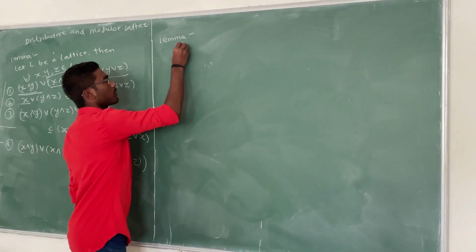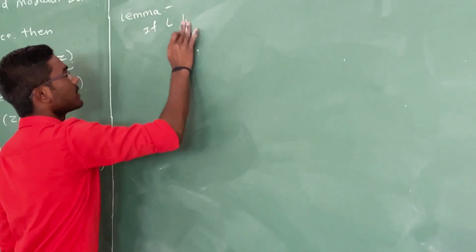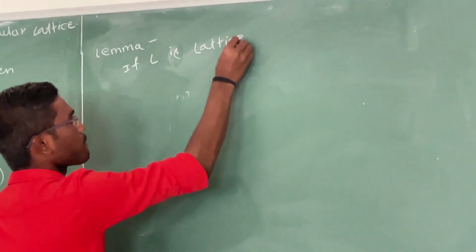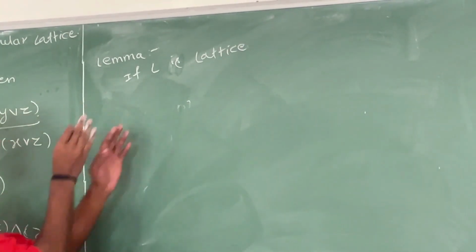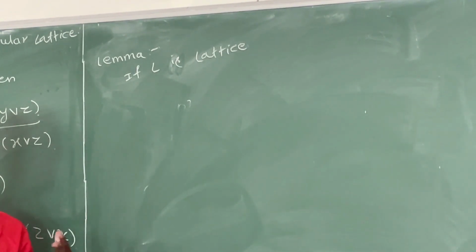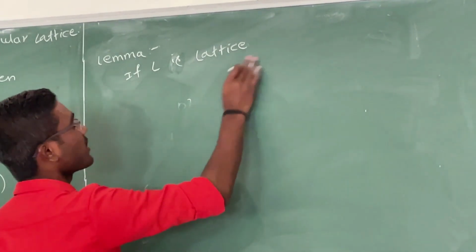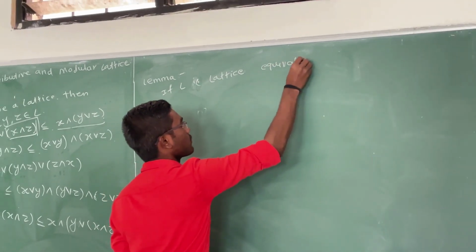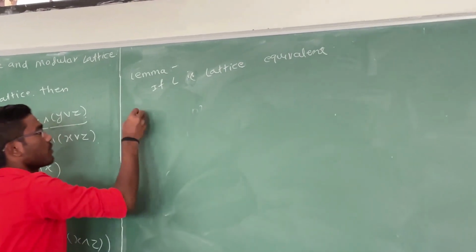If L is a lattice, then the following three inequalities or equalities are equivalent. The following are true.